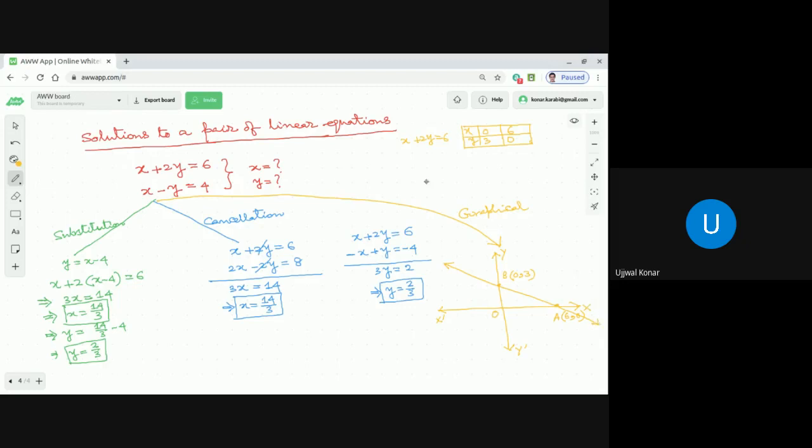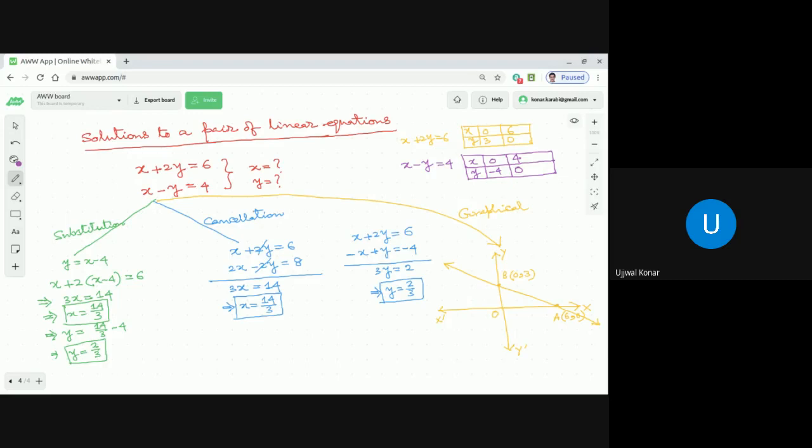Now the next straight line, what is the next straight line? Let me use a different color. The next straight line is x minus y is equal to 4. And dear students, to construct a straight line in a graphical representation, all you need to find is two pairs of values of x and y. So here it is x and y. Let's put x equal to 0, then y will be minus 4. And then let's put y is equal to 0, then we get x is equal to 4. Other points are not important.